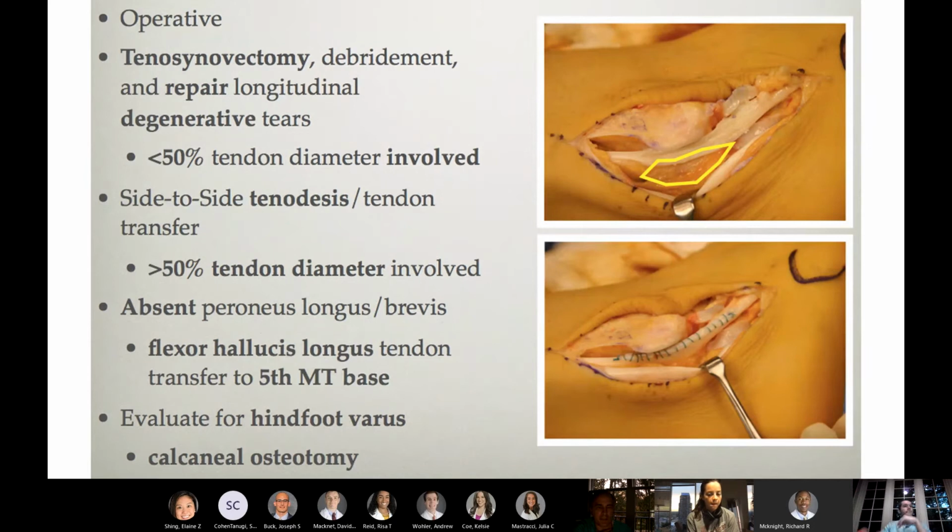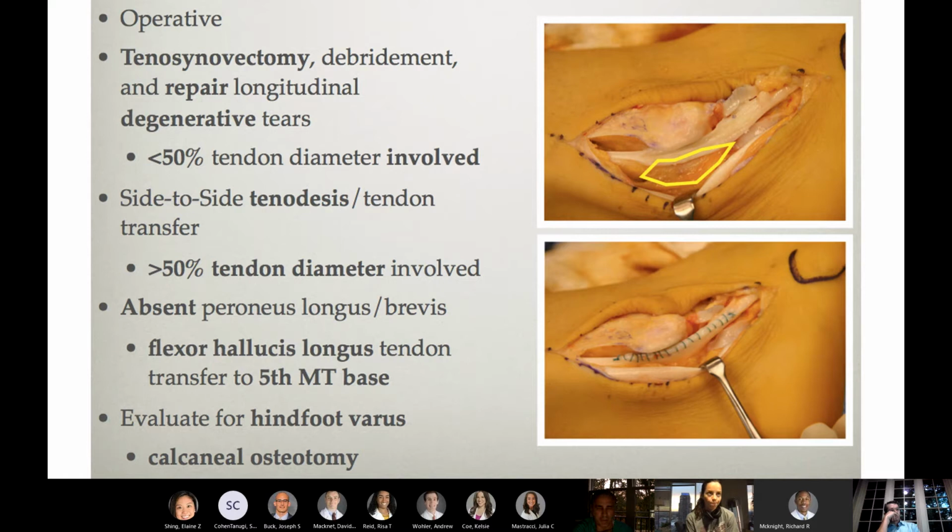So again, operative, yet I try to avoid operations if at all possible on the peroneal tendons. They don't take a joke, they scar in horribly after you operate on them. But if you do have to operate, you can do longitudinal repairs of the split tears or even side-to-side tenodesis of the longus to the brevis. If greater than 50% of the tendon is involved, usually for me it's even more than that, or if they've had a peroneus brevis tendon rupture.